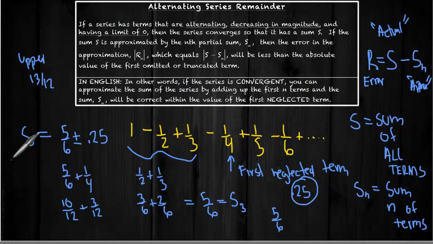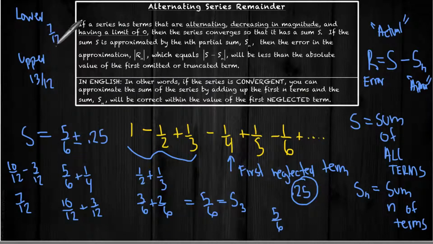And now we're going to subtract it. So it'll be 10/12 minus 3/12 is 7/12. So that's our lower bound. Our lower bound is 7/12. So what this is saying is the real sum is going to be guaranteed to be somewhere between 7/12 and 13/12. And that's basically the idea behind the alternating series remainder.